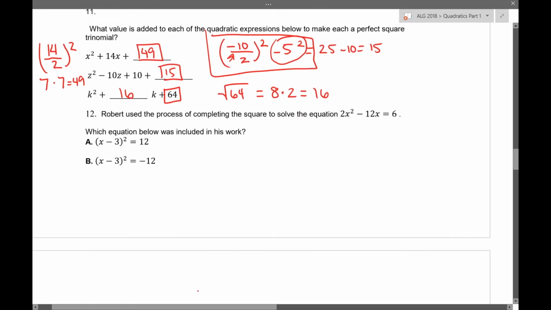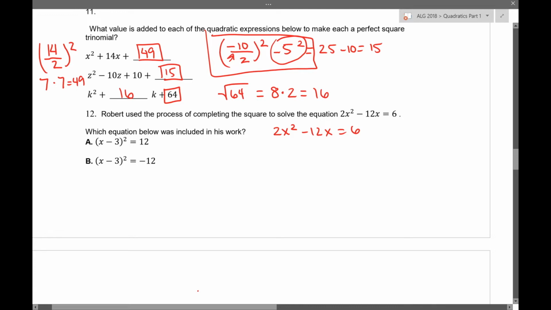Number 12 says, Robert used the process of completing the square to solve the equation 2x squared minus 12x equals 6. Which equation below was included in his work? So first of all, they already did the first step for us. We have 2x squared minus 12x equals 6. They already moved the c value down.